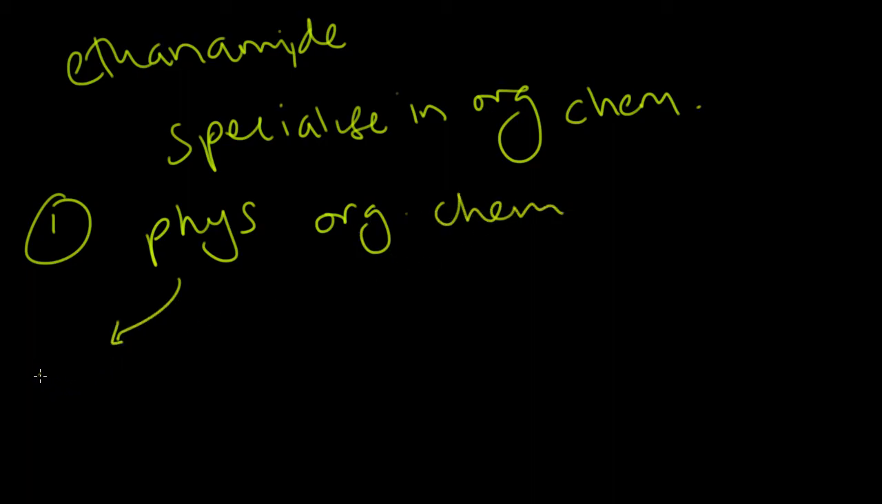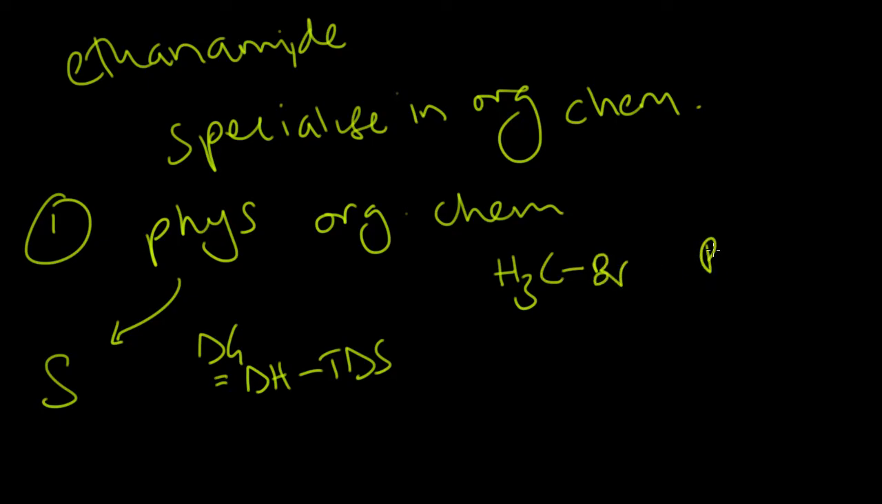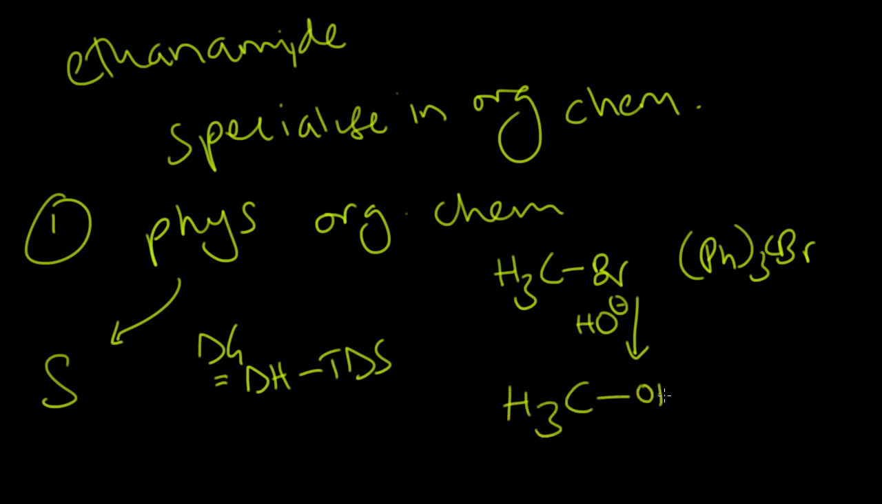Now, we know that physical chemistry involves things such as entropy and also Gibbs free energy, delta H minus T delta S. But how do we link that to an organic context? Well, some of you might have covered substitution reactions. So if I gave you these two substituents, bromoalkanes, and I hydrolyze them, we both know that they're going to form alcohols.